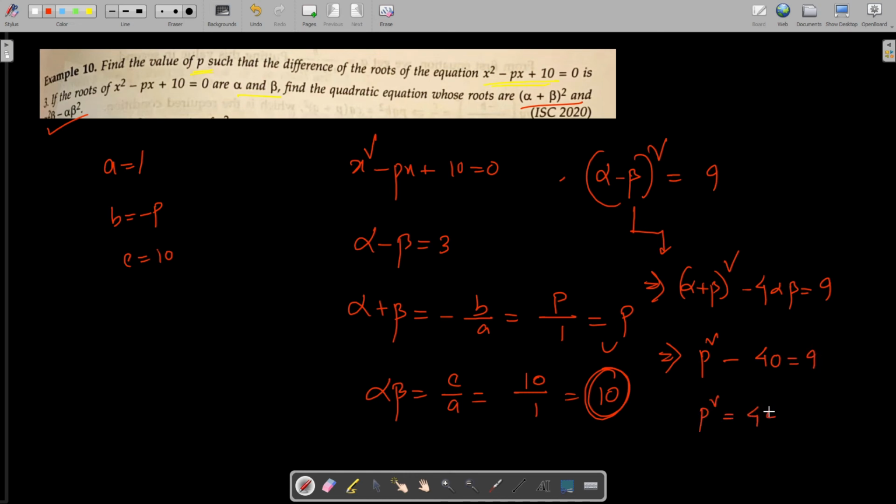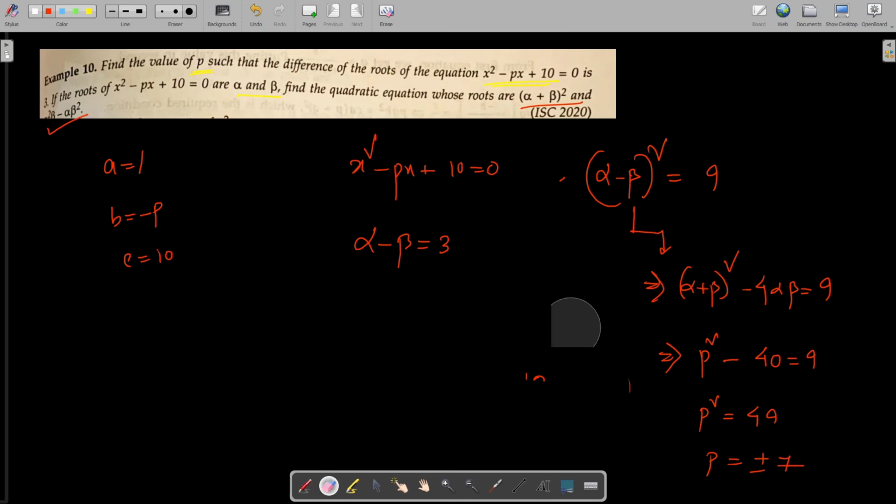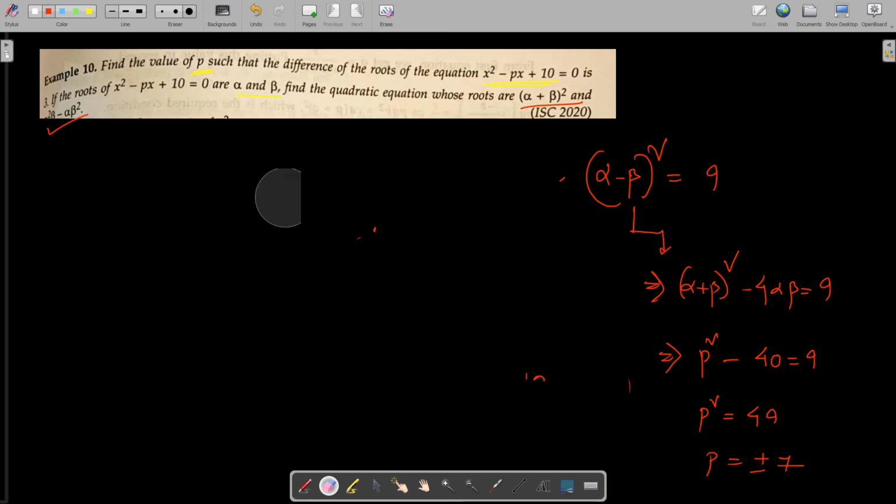So p square equals 49. So what's the value of p? It's plus minus 7. So we already got the values of p. Now let's move to the next part of the question.